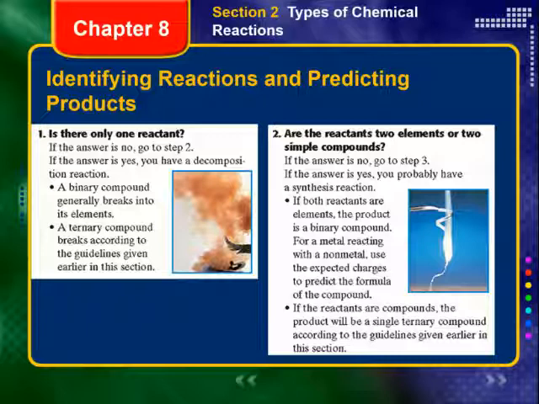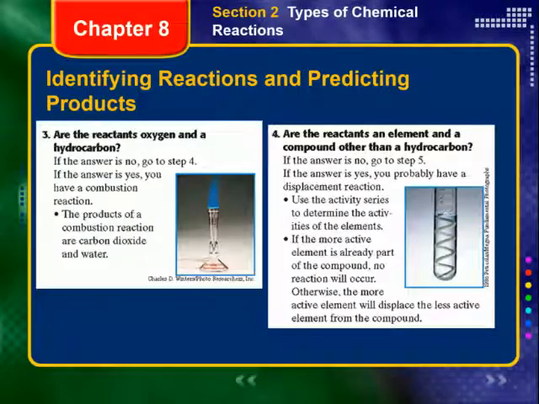If both reactants are elements, the product is simply going to be the binary compound. If you have a metal reacting with a non-metal, use the expected charges. Ionic charges must balance to predict the formula of the compound. So we're really just using ionic charges to make sure that we're balanced. If the reactants are compounds, the product will have a single ternary, more complex compound, according to the guidelines that we're not actually pushing that hard this section.